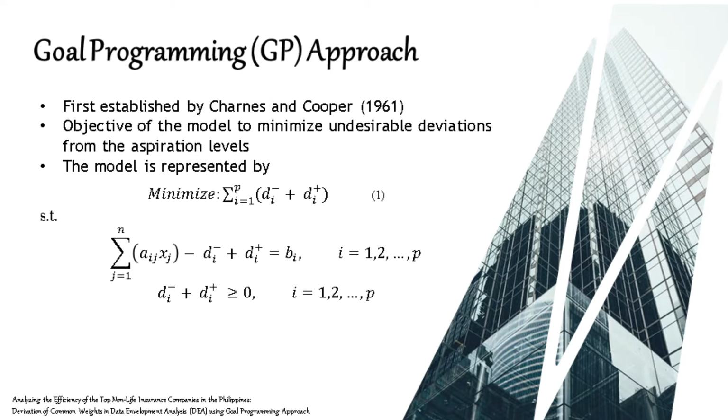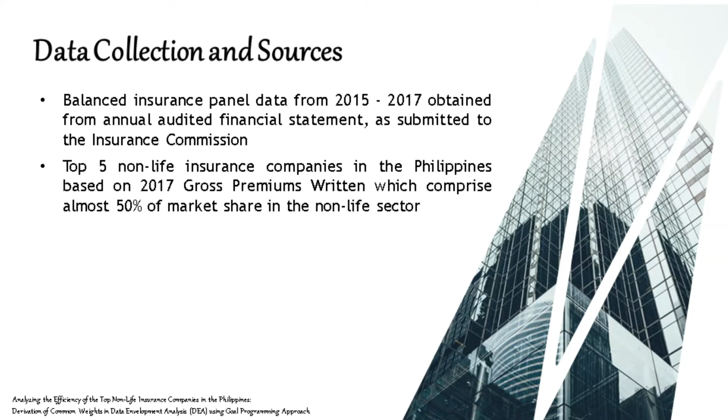Based on the study of Garakani, the researchers computed the common weights using goal programming with the objective of minimizing the deviation between the actual efficiency and the maximum attainable efficiency of all DMUs or insurance companies. In the Philippines, there are 59 non-life insurance companies that are consistently remaining in the industry. However, for the purpose of the study, this is limited to the top 5 insurers based on 2017 gross premium written. The share of these companies comprises 50% of the market share of the whole industry. Other researchers also restricted the number of insurers in their study based on market share.